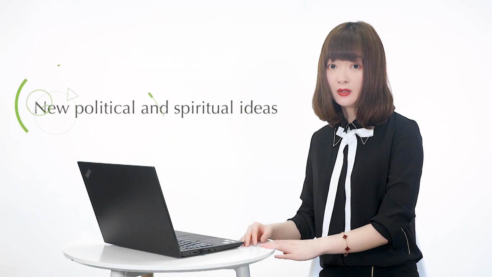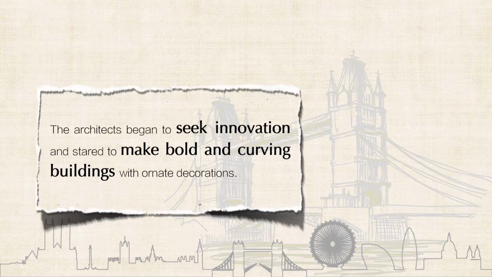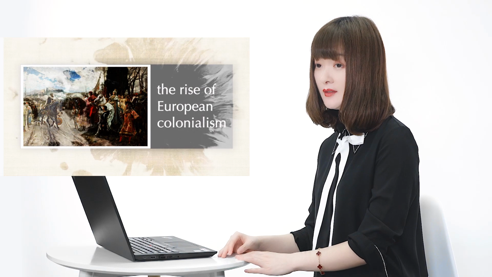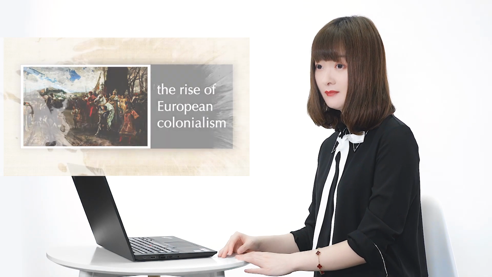In the 1600s, the Renaissance was drawing to a close. New political and spiritual ideas were emerging. The architects began to seek innovation and started to make bold and curving buildings with ornate decorations. This requirement was fulfilled by the rise of European colonialism, the new wealth that helped the architectural industry and arts. At the same time, the extravagant buildings helped to show the wealth and the power of the colonist country.